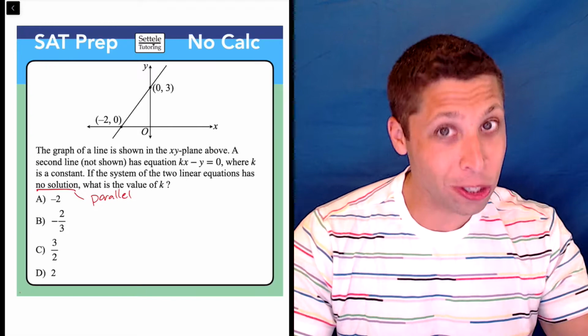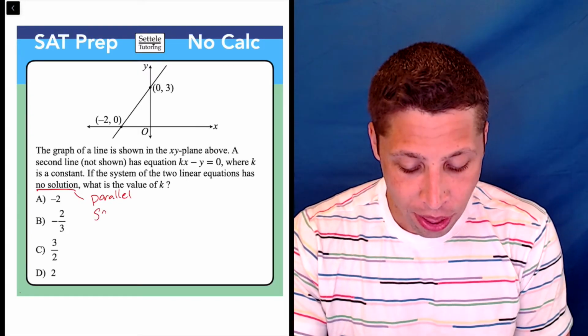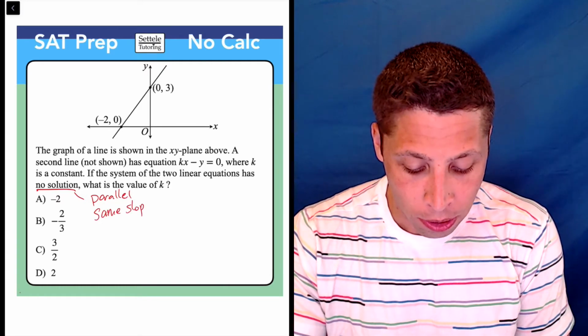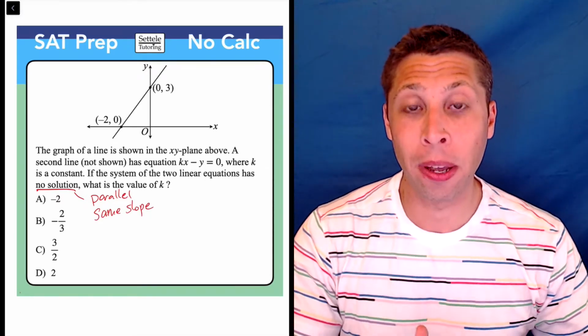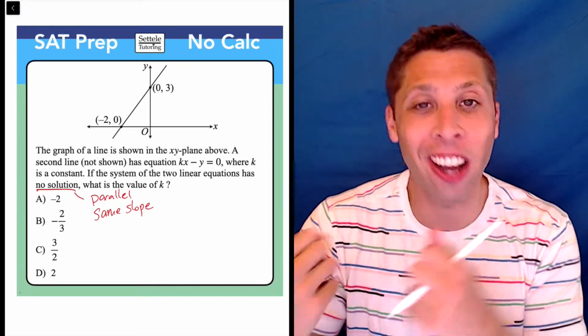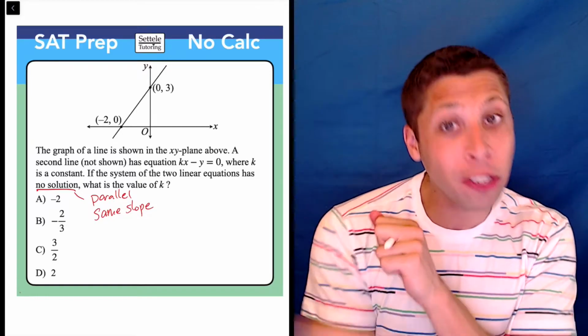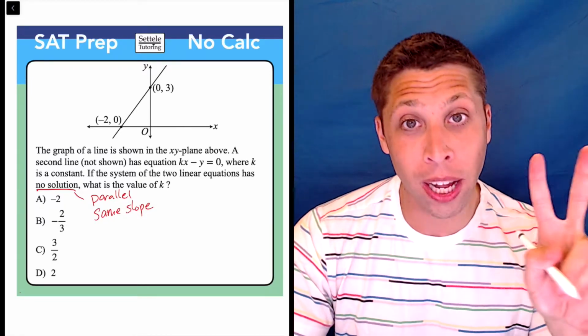And we also need to know what that means for the equations. If they are parallel, they have the same slope. So literally what the SAT is doing here is telling us that we have two lines with the exact same slope, except they've twisted it up and told you that very important piece of information in an unfamiliar way. So you got to be able to untwist the vocab and get back to this very basic fact that we need two lines with the same slope.